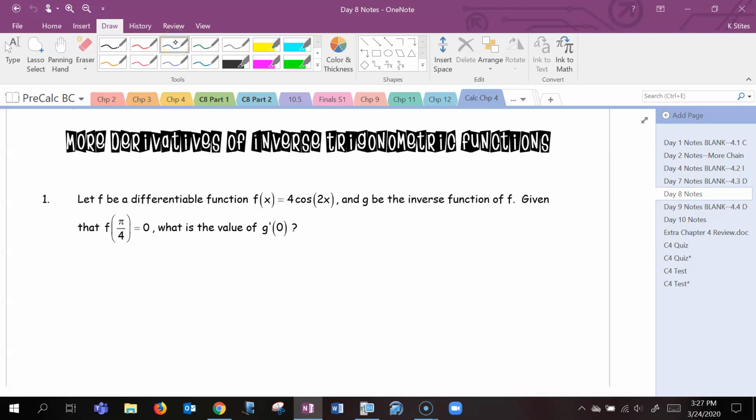Let f be a differentiable function. f of x equals 4 cosine 2x, and g is the inverse function of f. Given that f of pi over 4 equals 0, what is the value of g prime of 0?